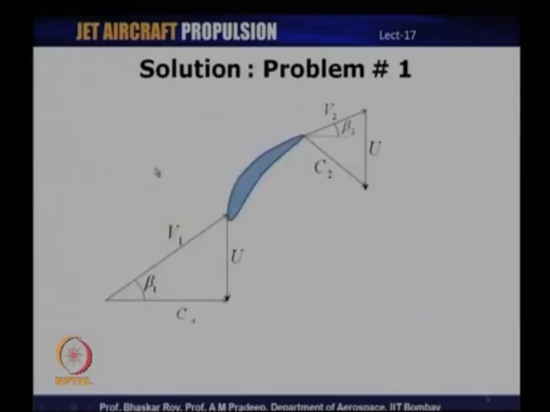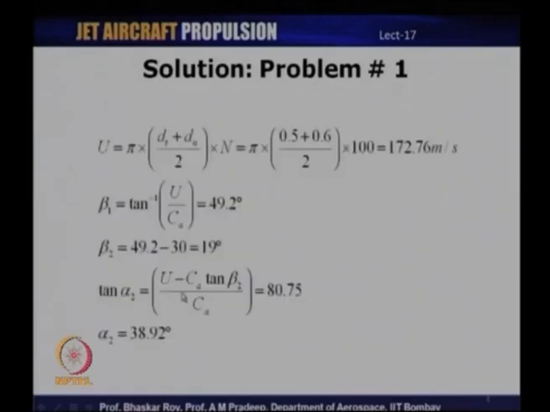So, we have now found the blade speed, and we also know the axial velocity. At the inlet velocity triangle we now know two parameters: the axial velocity, which is 150 meters per second, and u, which we have just calculated as 172 meters per second. Based on this we can find the angle beta 1. Tan beta 1 is basically u by Ca, and therefore beta 1 is tan inverse of u by Ca.